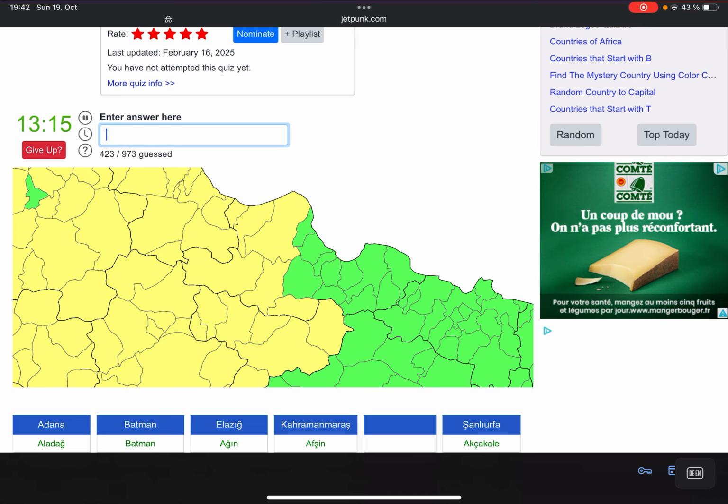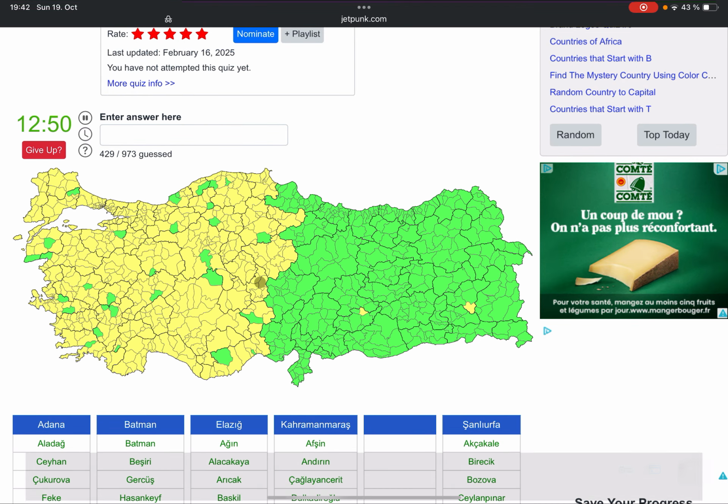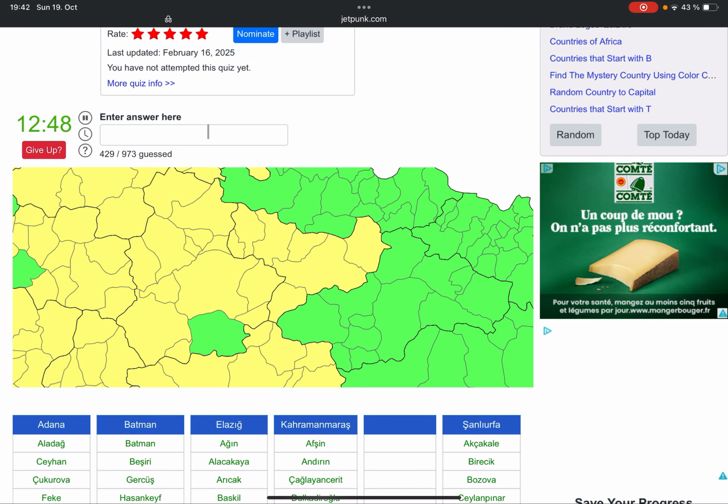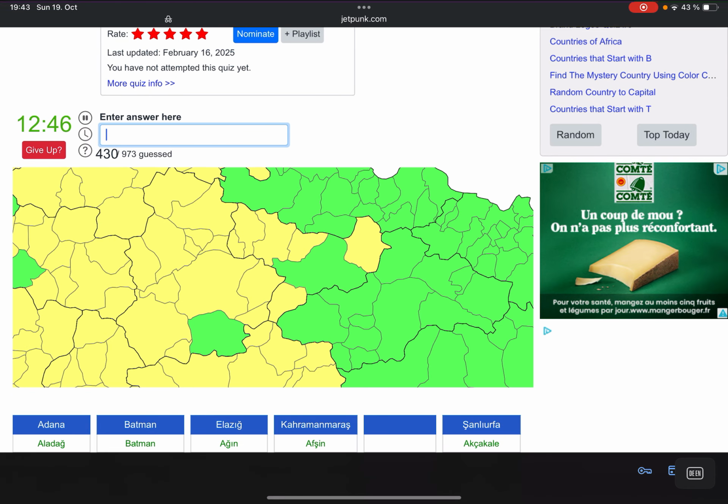Kavak, Ladik, Havza, no, it's Havza, I think, yeah, Havza, Vezirköprü, and Bafra, and then we have Alaçam, and here is Yakakent.